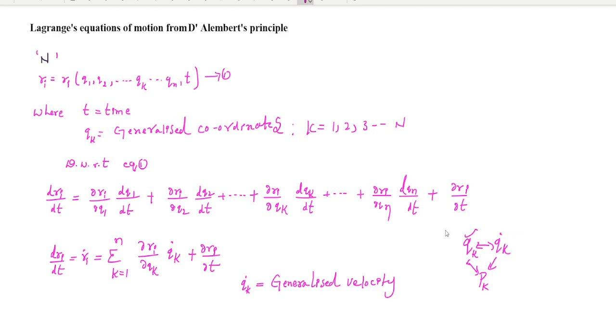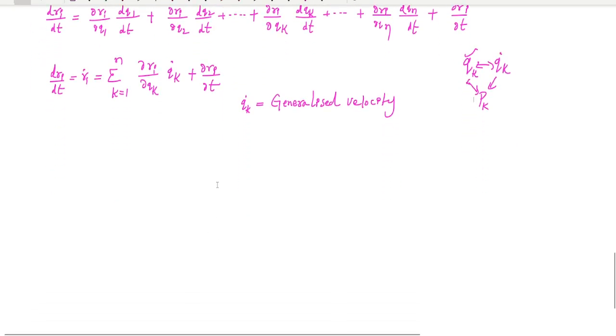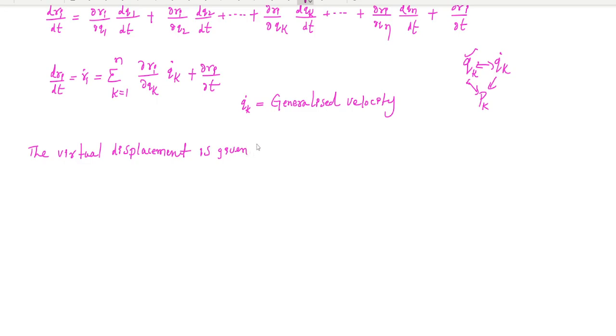So first we are going to derive the virtual displacement of the given system. We already know the virtual displacement formula. The virtual displacement is given by this equation: delta ri, for the system with q1, q2, and so on, qk, and so on, qn. So this is the virtual displacement of the system.